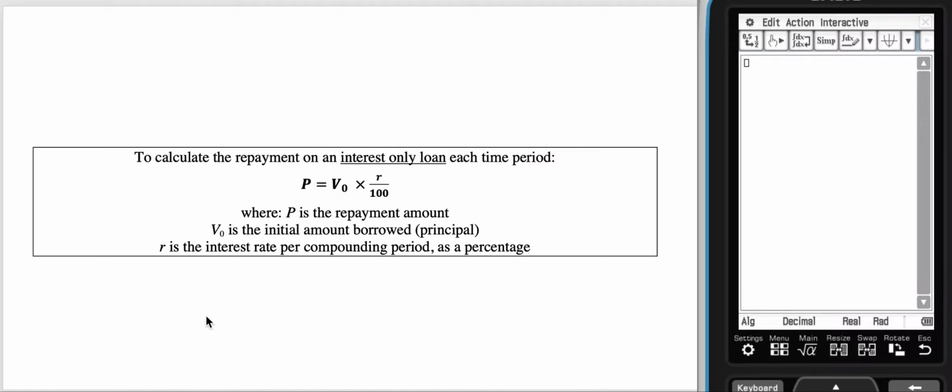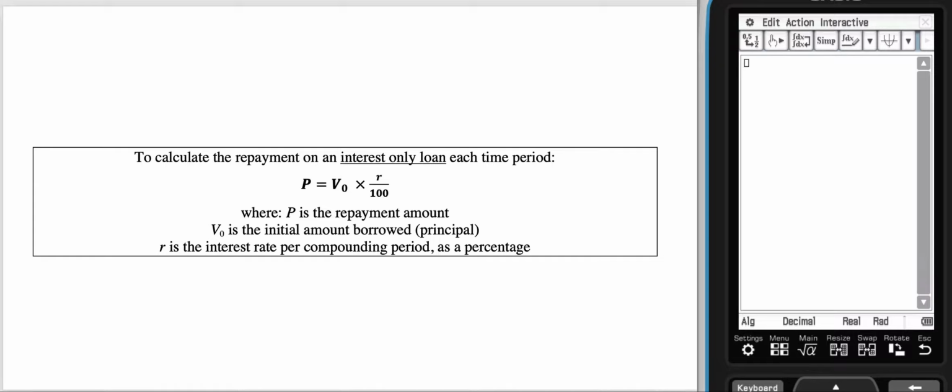We've got a formula that we can use for interest-only loans to work out what the repayment amount is going to be each month or each quarter or each week. And that formula is as follows. P equals V0 times R over 100, where P is the repayment amount. V0, as always, is the initial amount, in this case the initial amount borrowed, which we call the principal sometimes. And R is the interest rate per compounding period as a percentage. So that formula gets used to work out what the repayment on an interest-only loan would be each time period.